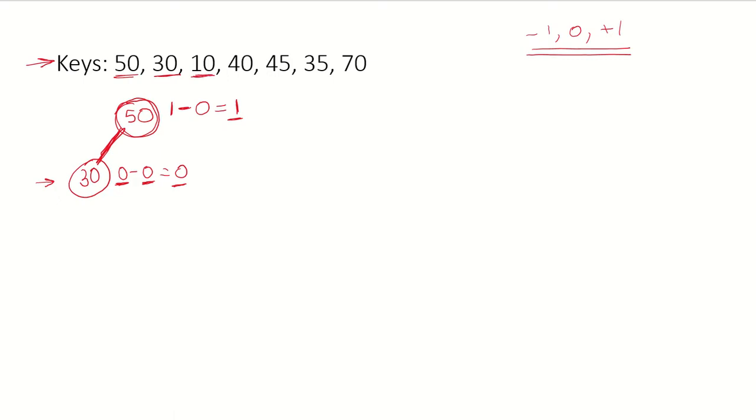Now the next data value that is coming in is 10. We first compare 10 with the root node. So the root node is 50, so that means we have to go left. Then we compare it with the next node, which is 30. Again, since 10 is less than 30, again we have to go left. So the node will be added over here.